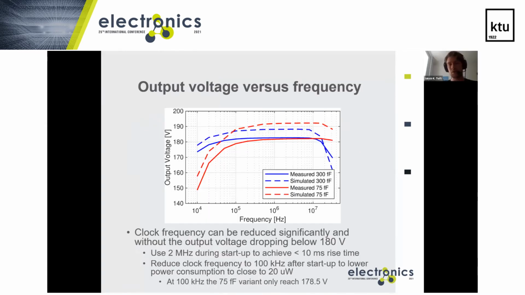But reducing the clock frequency reduces the power consumption, but unfortunately also affects the output voltage of the 75 femtofarad version. For the 300 femtofarad version, the clock frequency can be reduced to 100 kilohertz and it still can output more than 180 volts, whereas the 75 femtofarad version drops down to 178.5 volts. But running the 75 femtofarad version at 100 kilohertz reduces the power consumption to just above 20 microwatts. So one approach to operating the charge pump could be to use a 2 megahertz clock during startup to achieve the short rise time, and then reduce the clock frequency after reaching 180 volts to save power.